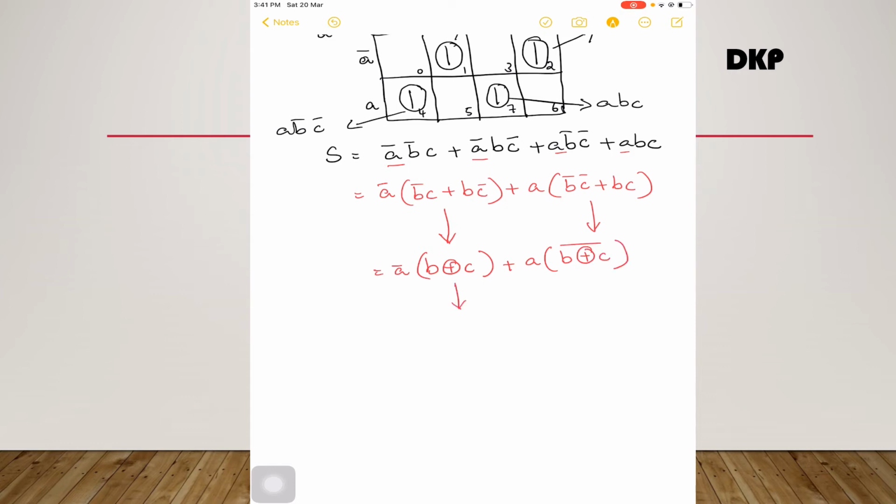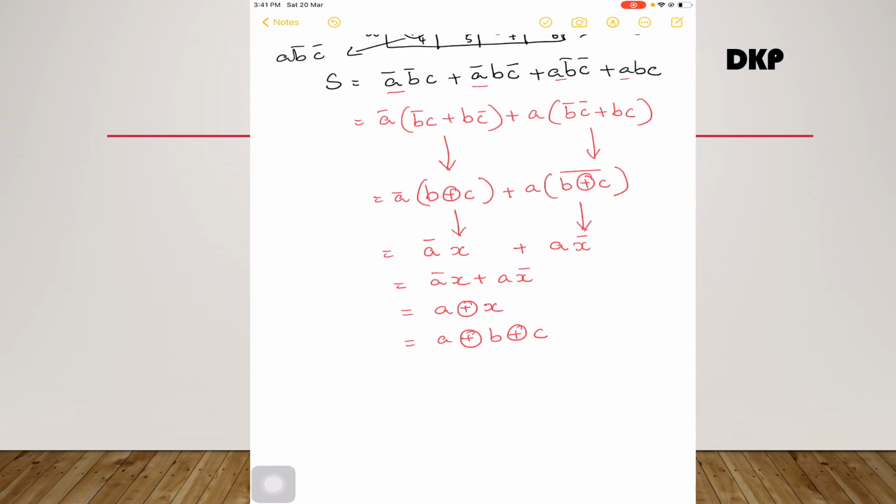Now consider B XOR C as x. If B XOR C is x, B XOR C the whole bar is x bar. Now you can write this as A bar x plus A x bar. What is A bar x plus A x bar? It is A XOR x. Now substitute back the value for x, that is A XOR B XOR C.